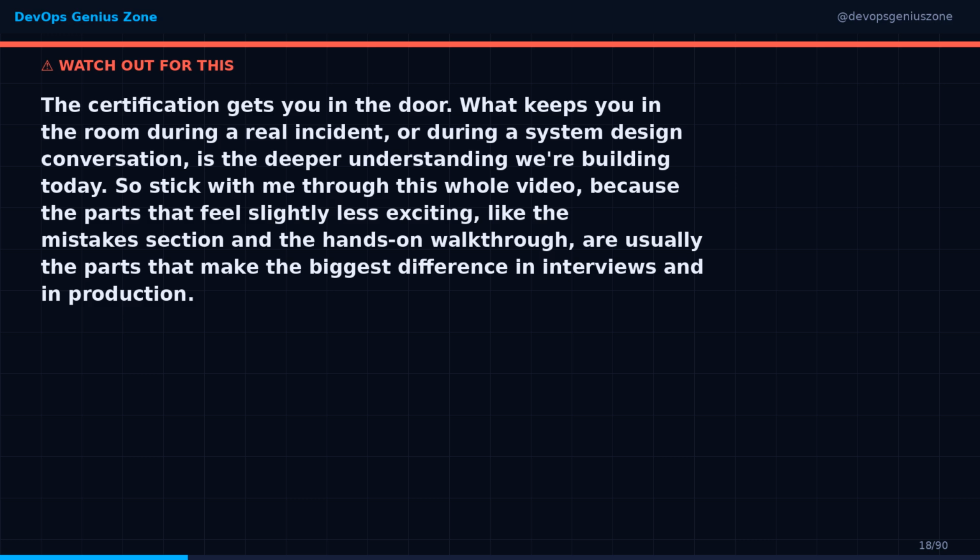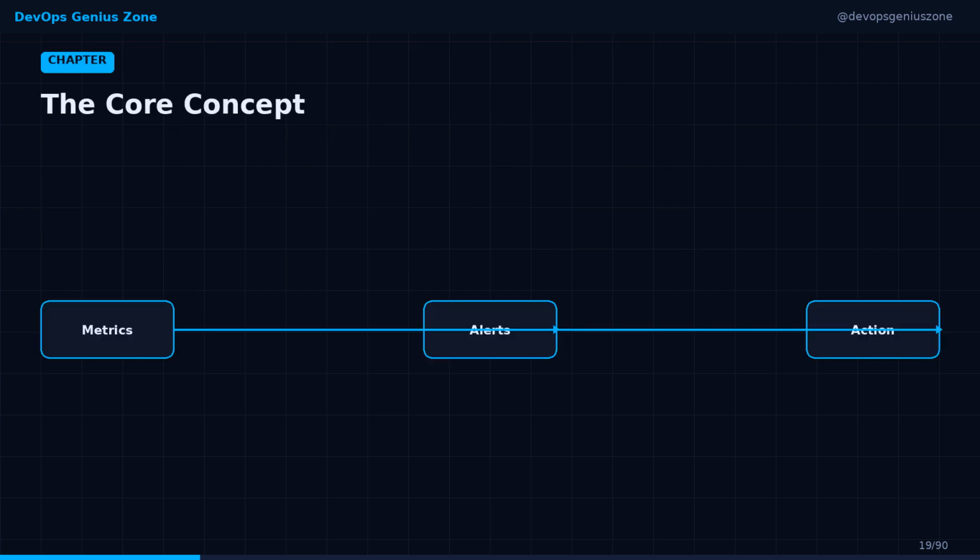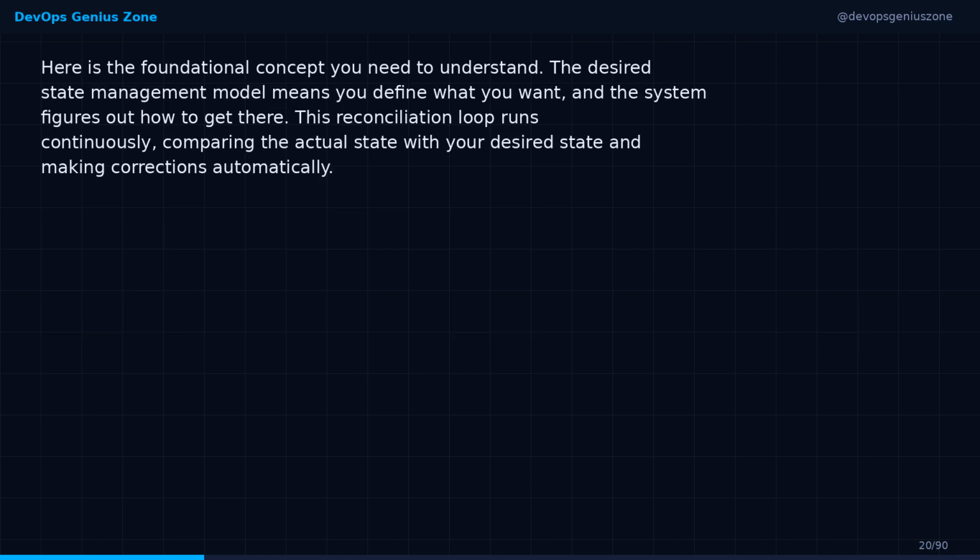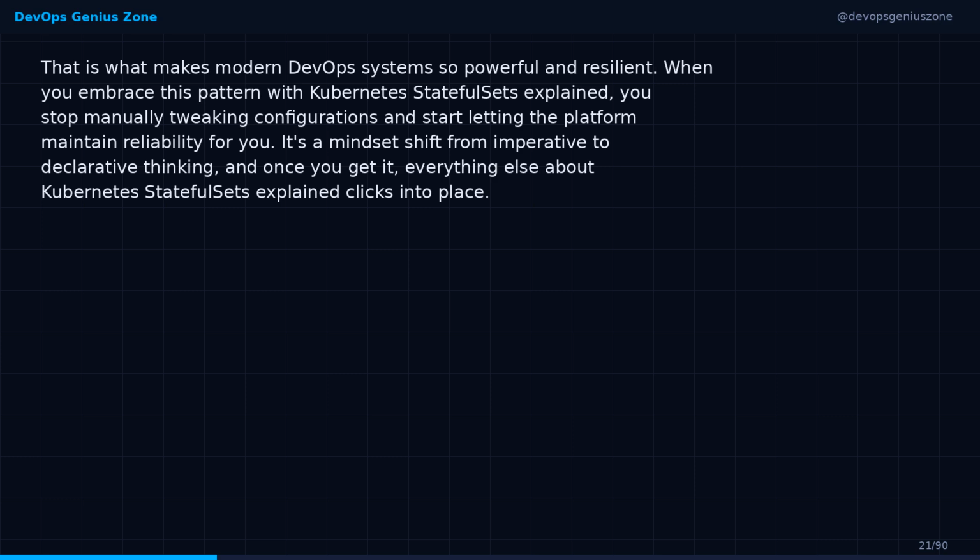Here is the foundational concept you need to understand. The desired state management model means you define what you want, and the system figures out how to get there. This reconciliation loop runs continuously, comparing the actual state with your desired state and making corrections automatically. That is what makes modern DevOps systems so powerful and resilient. When you embrace this pattern with Kubernetes StatefulSets explained, you stop manually tweaking configurations and start letting the platform maintain reliability for you. It's a mindset shift from imperative to declarative thinking, and once you get it, everything else about Kubernetes StatefulSets explained clicks into place.